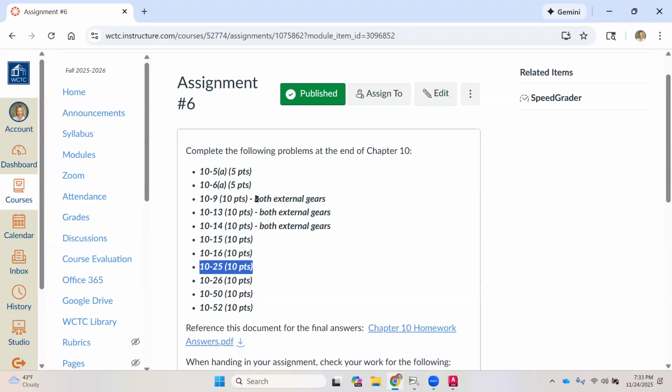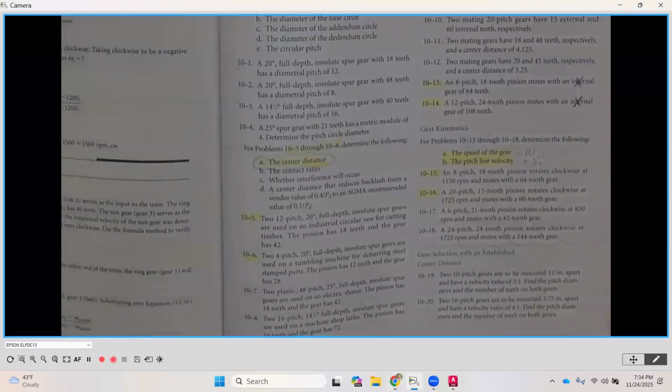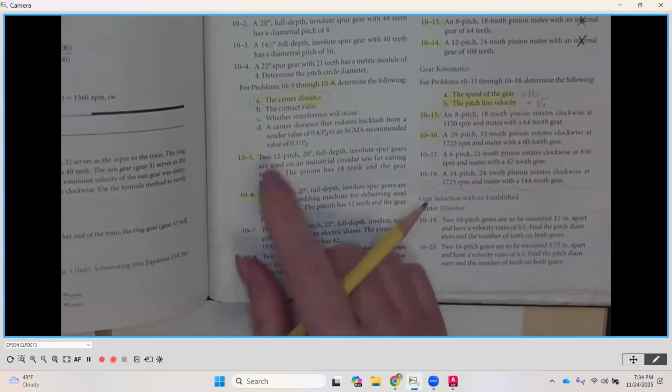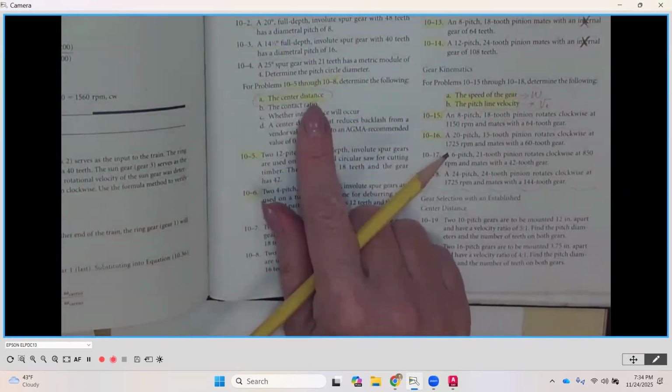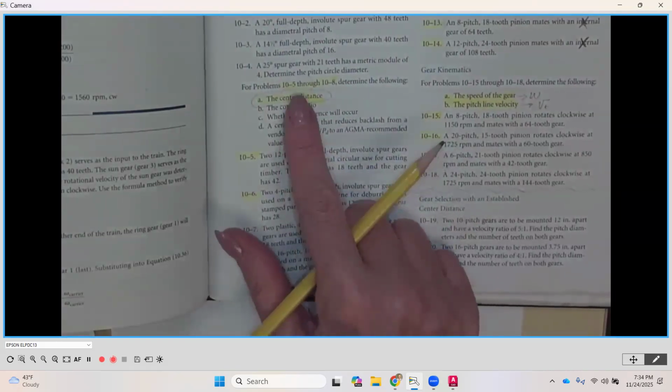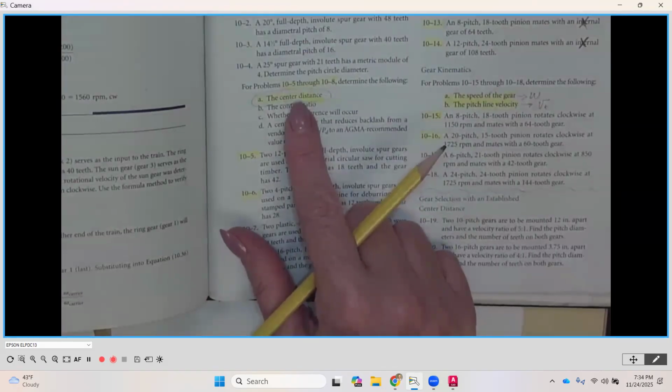Now, I want to call your attention to the first couple here. So if we open up to the end of the chapter, okay, if we look at 10.5 and 10.6, notice you're only doing part A. So if I look underneath here, 10.5 and 10.6, you're only finding the center distance for those 2 problems. You're not doing the rest of this, okay? So only the center distance.